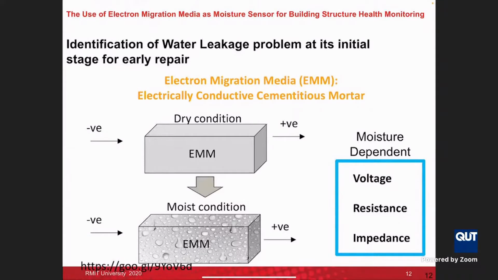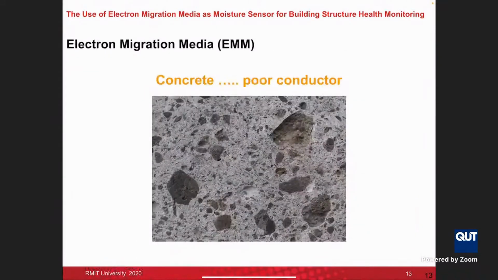So what is that? This is a new type of cement mortar with better conductivity. You can see here, when the EMM is originally dry, it has a certain degree of conductivity. When it becomes moist, the conductivity changes. For example, the voltage, the resistance, and the impedance change. So by measuring the difference in the impedance, we can find that the cement mortar has become moist.